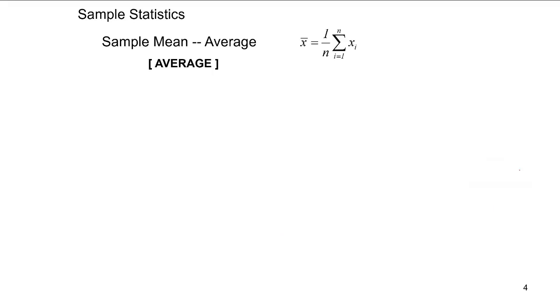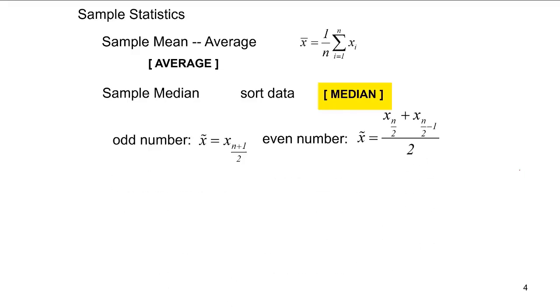We can compute the sample mean or the average using the average function in Excel or by hand using this formula. It's just the sum of all of your X values divided by the number in your sample, little n. The sample median can be computed using the median function in Excel. You sort the data and then it's the very middle value.